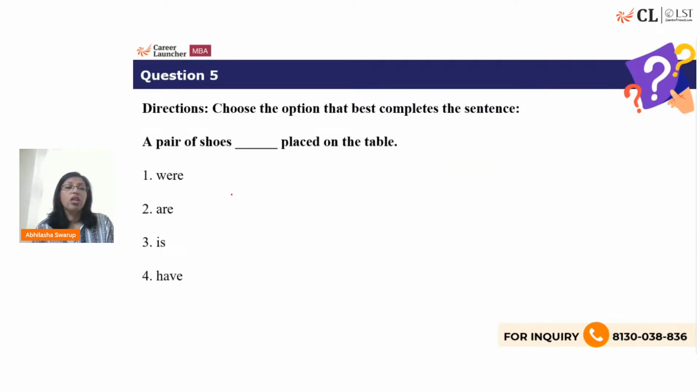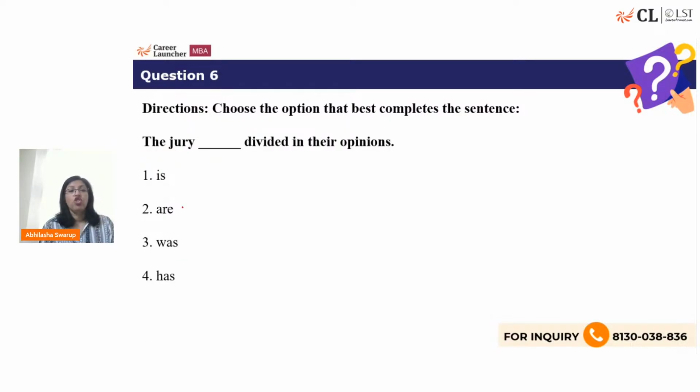A pair of shoes were, are, is, or have placed. Because we are talking of, what is the subject? A pair. So a pair will always be singular, and therefore the correct answer should be is placed on the table. The jury divided in the, remember, collective nouns when divided are always plural, right? So therefore the jury are divided in their opinions. That's a very simple but easy rule, but you should remember that.